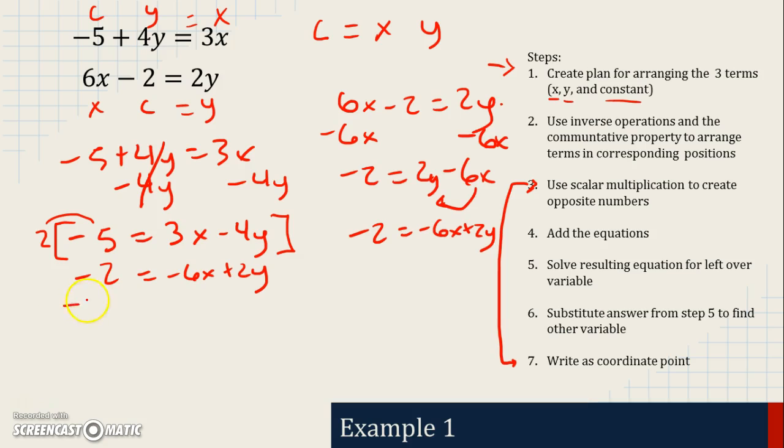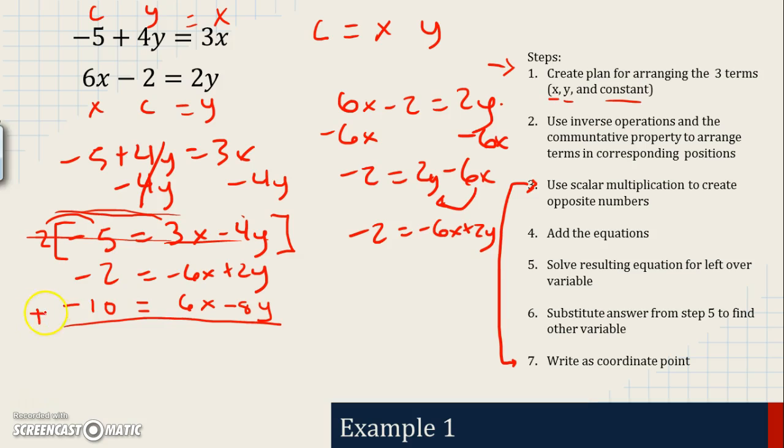2 times negative 5 is negative 10. 2 times 3x is 6x. 2 times negative 4, negative 8y. So this equation has been scaled, it's gone, and I'm using these two equations now. I'm going to go ahead and sum them together. Negative 2 plus negative 10 is negative 12. Negative 6x plus 6x is 0, which will become an identity once we add. Negative 8y plus 2y is negative 6y.